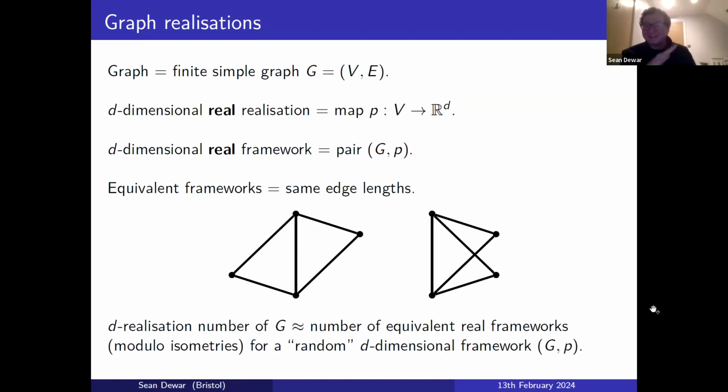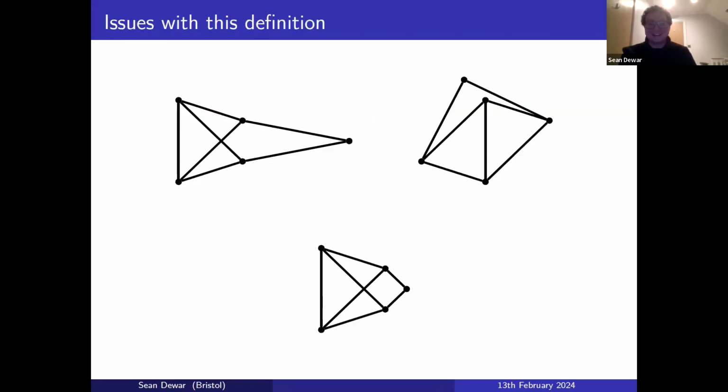I'm going to say then, and this is very rough, and I'm going to give a much better definition later because this is kind of the wrong definition, that the realization number of a graph is going to be the number of equivalent real frameworks modulo isometries, of a randomly chosen d-dimensional framework. But like I said, don't be too committed to that definition because it's wrong. And the reason for that is this definition doesn't really work. So it's not consistent, right?